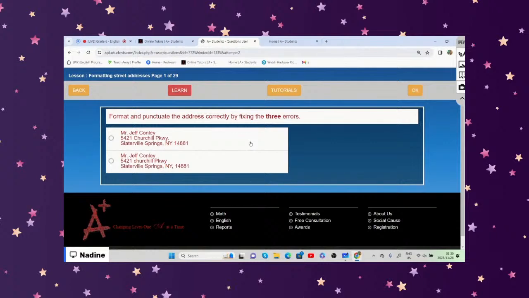So do we write it the way we formatted the first one? Or if we look at the second one, it says Mr. Jeff Conley, 541 Churchill, small letter C for Church Hill, PKWY, no period. Slaterville Springs, NY, yes, but we shouldn't add another comma after the state, and then 14881.